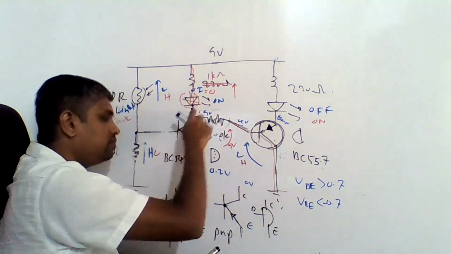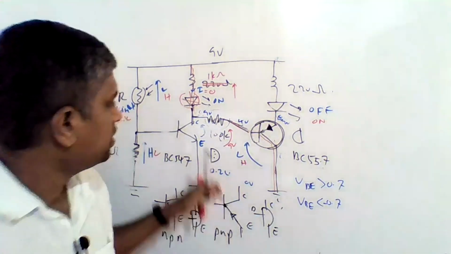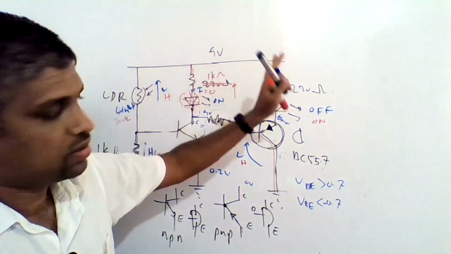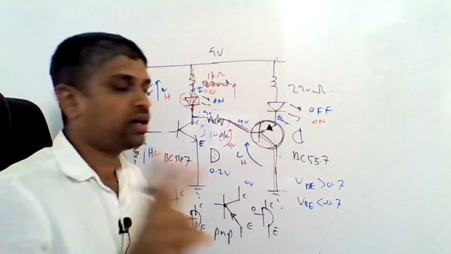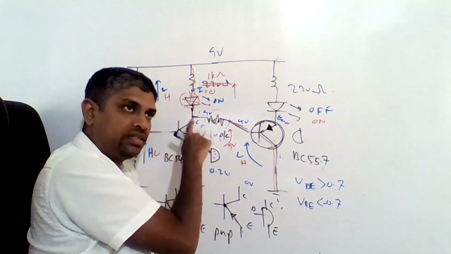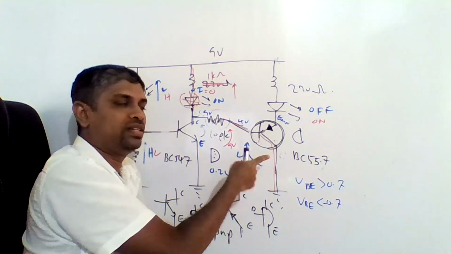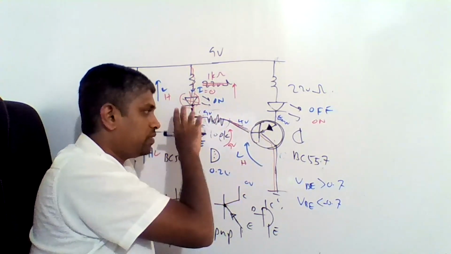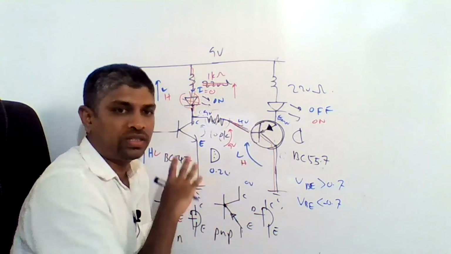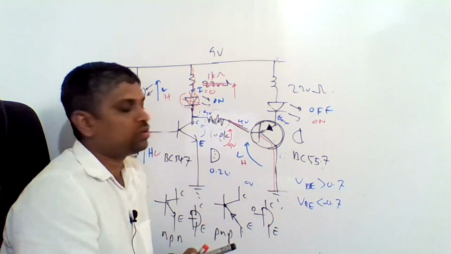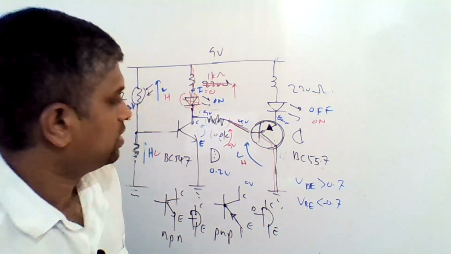When this is turned off, this is also turned off. Earlier, if we are using a pair of NPN, when one transistor is on, the other transistor will be off. Right? Now, when one is on, the other one is also on. Both on at the same time, both off at the same time. That is the logic. Right?